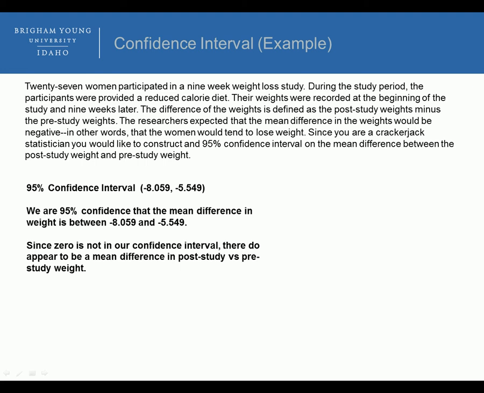Okay, so we have two negatives. 0 is not in our confidence interval, and negative means that the weight is decreased, so therefore we can say that there seems to be a significant difference in the reduction in weight on average.